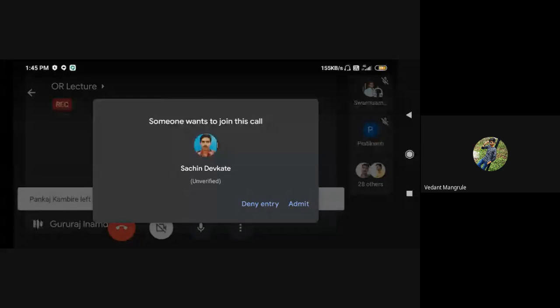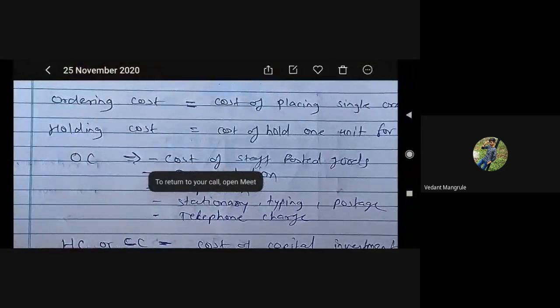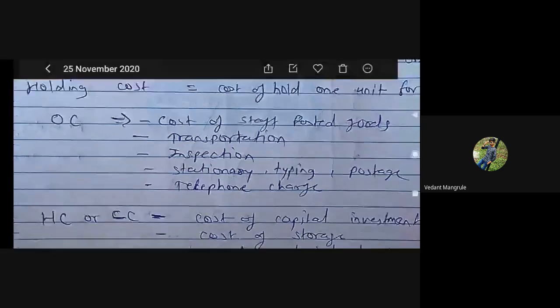Okay, now some area is required. Whatever the rent of that land is also included in the holding cost. Okay, so which type of costs are included in the ordering cost?